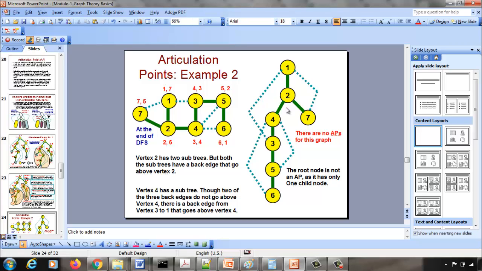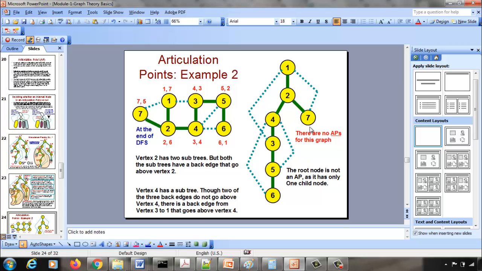So the rule for the root node to be an articulation point is it should have at least two tree edges associated with it. In this case, it has only one tree edge associated with it. So the root node is also not an articulation point. Now node 2 has two subtrees, one with 4, 3, 5, 6, another with 7.